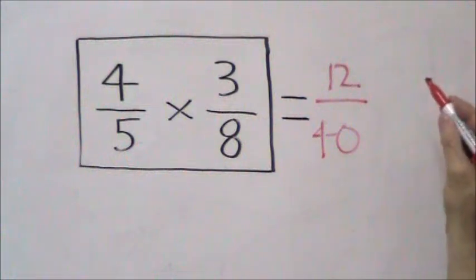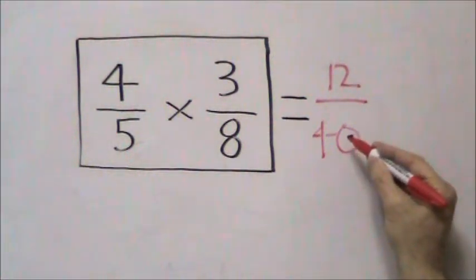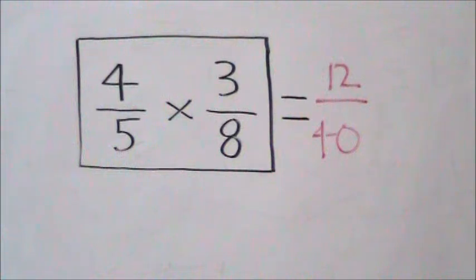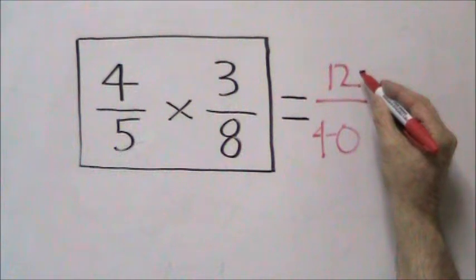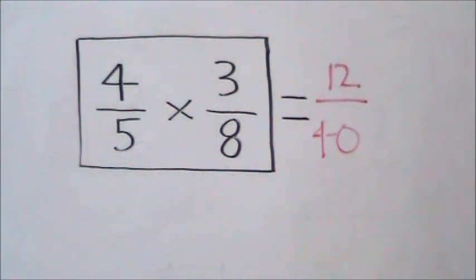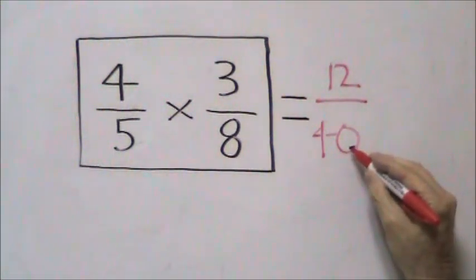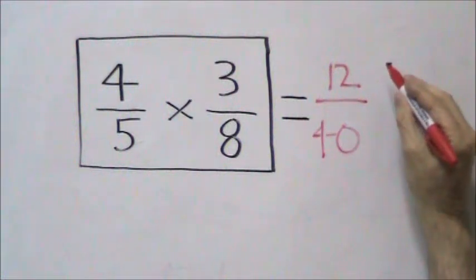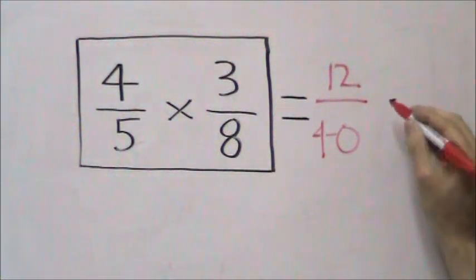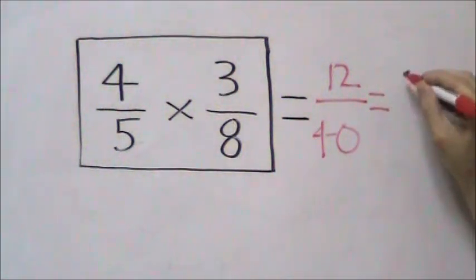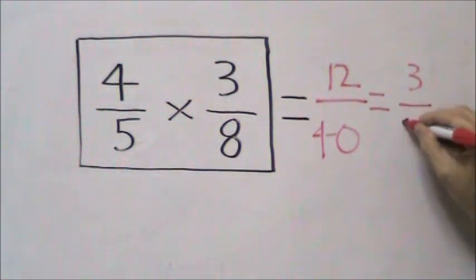But since there are factors that go into both 12 and 40, we can simplify or reduce this problem. The easiest thing to do here, since both numbers are even, 12 is even, 40 is even, all we have to do is chop them in half until we can't go any further, or until there are no factors that go into both. So half of 12 would be 6, half of 40 would be 20, half of 6 is 3, half of 20 is 10, so our final answer would be 3/10.